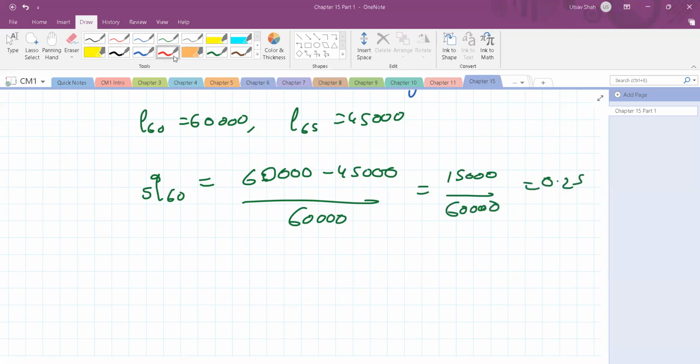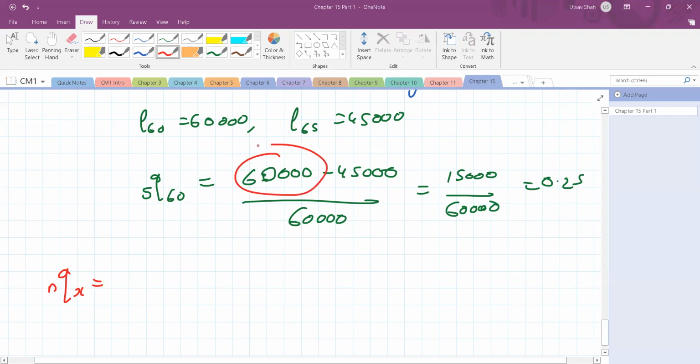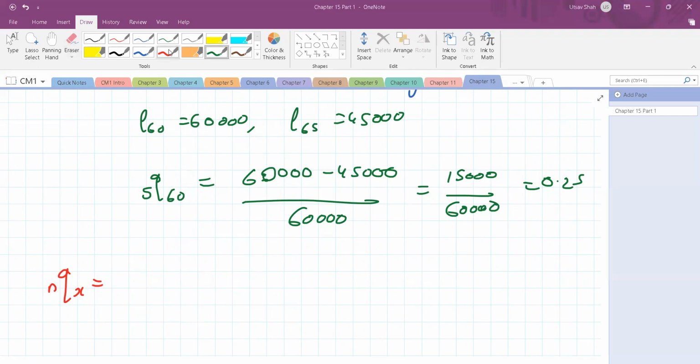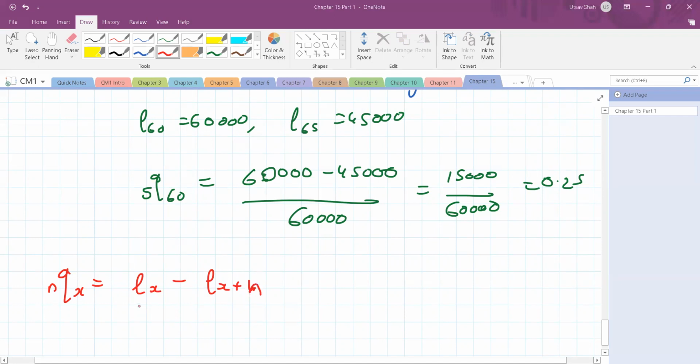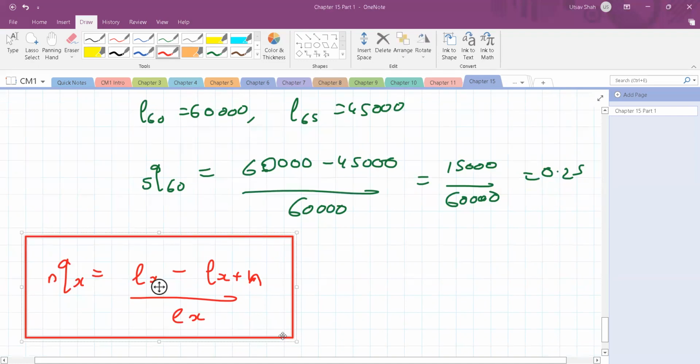Correct. So from this, what do you see as the formula? This was Lx, and this was 45,000, L65. So nQx equals Lx minus Lx plus n, upon Lx. So this is the formula for nQx.